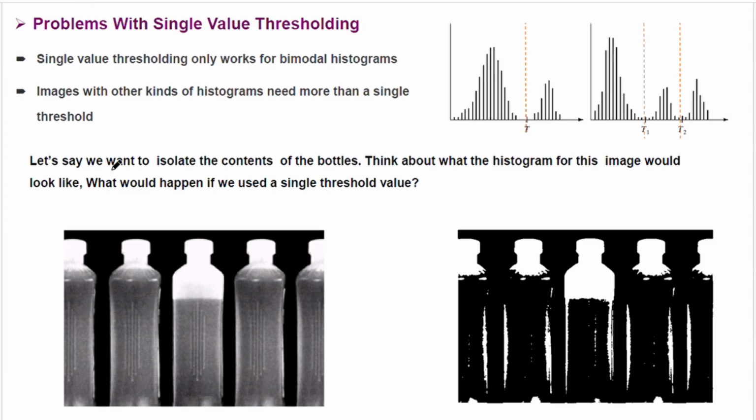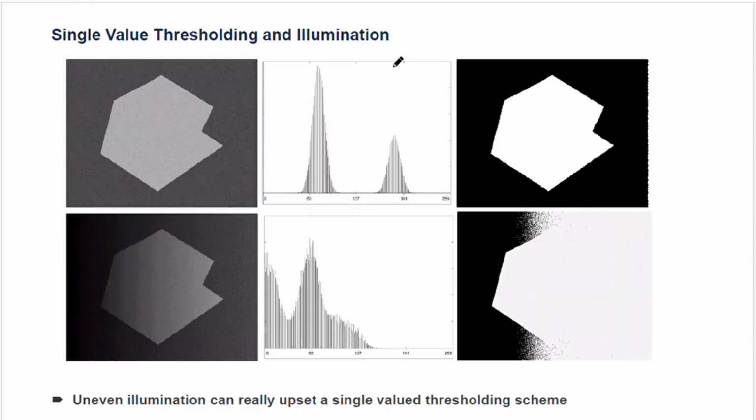About the histogram for this image would look like. What would happen if you used a single threshold value? If you see this image, it has 3 levels totally. Approximately you can take it as 3 levels. The background black, and bottles which are not filled seem to be white, and if the bottle is filled with liquid, it seems to be grey. But if you choose only a single threshold, then you're going to miss one class. Okay, so this is the output. See this, the content of the bottle is also considered as black if you go for single thresholding.